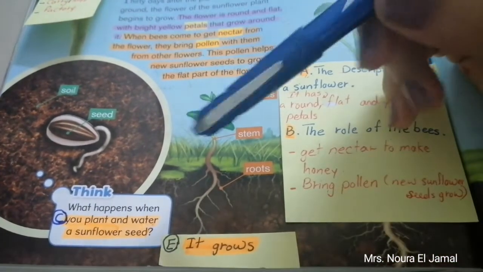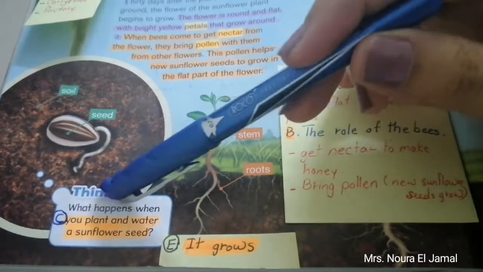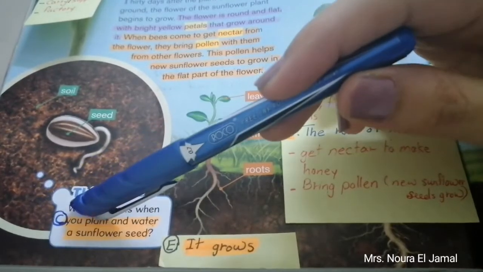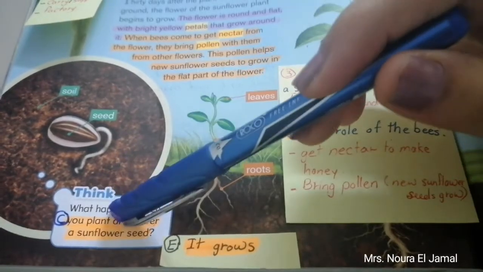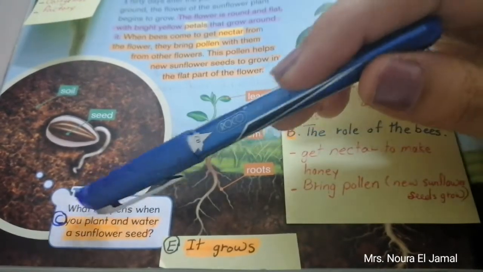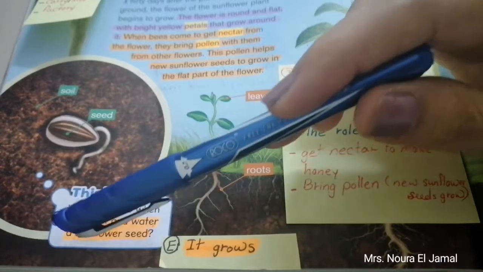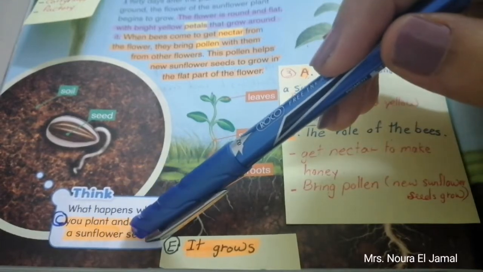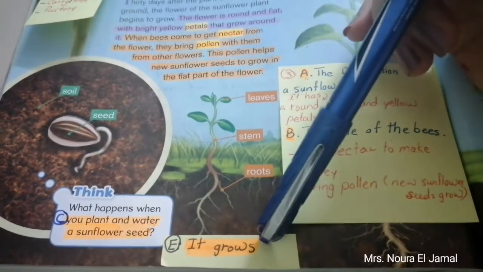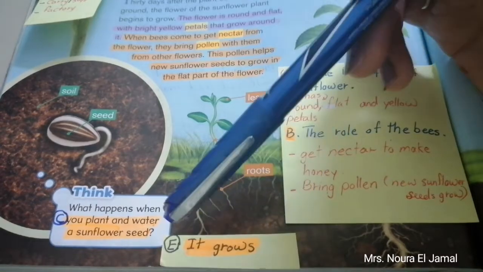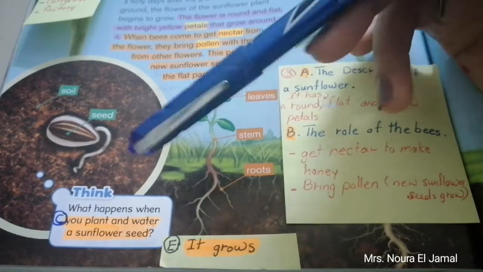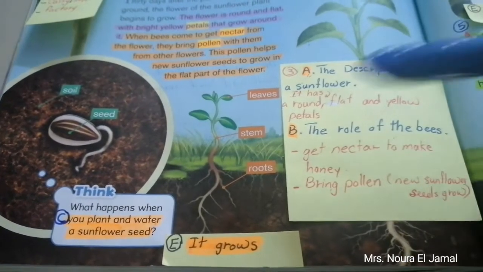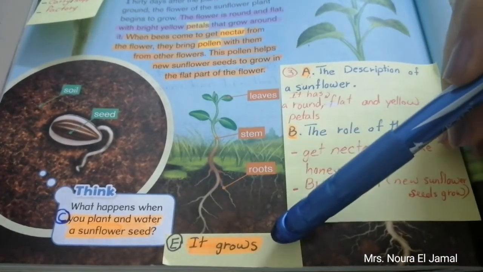Here, what's our question here? What happens when you plant and water a sunflower seed? So this is the cause. What's the cause here? You plant and water a sunflower seed. What's the effect? It grows, or it sprouts. Both of them are correct. So this is the cause and this is the effect.